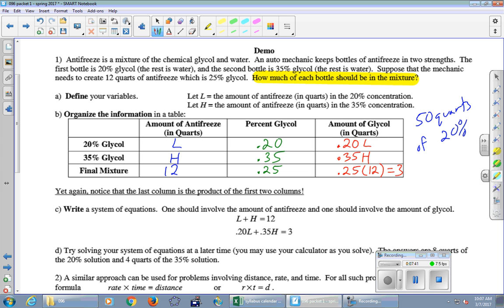Okay, so let's get our equations here. This guy, what's the equation for that one? L plus H equals 12, just go straight down. That's written right there. And then this guy, 0.20 L plus 0.35 H equals 3. That's there. And once you got your two equations, you solve using either substitution or the elimination method. We're not going to do that here right now. Questions on the setup?